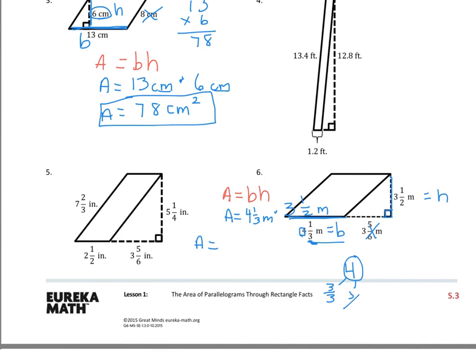So I know I need 4 1 wholes. So really I have 3, 6, 9, 12 thirds equals 4. And if I add in my 1/3 that's right here, I get 13 thirds. So I have 13 thirds meters.